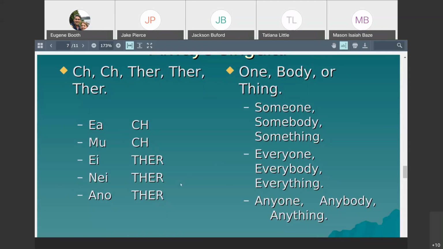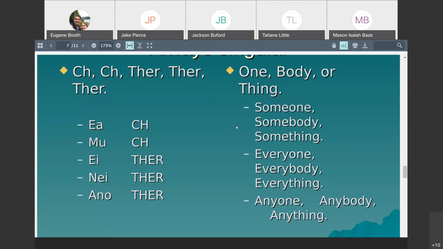Okay. So, guys, anyway, each, much, either, neither, another. These are always singular. The other indefinite pronouns that are always singular have one thing in common. They end with one, body, or thing. Someone, somebody, something. Everyone, everybody, everything. Anyone, anybody, anything. No one, nobody, nothing. Okay. If it ends with one, body, or thing, it is always singular.